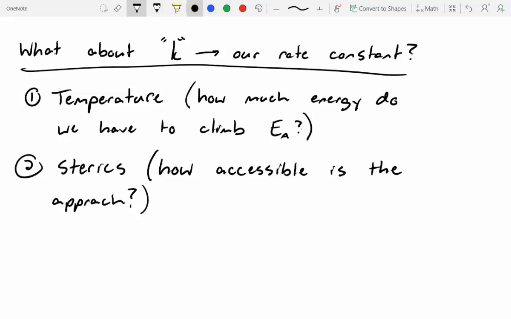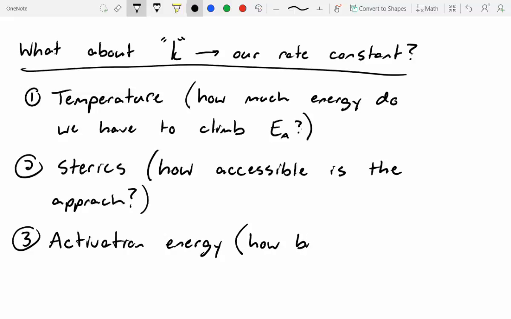All right, so we've talked about climbing the hill, how much energy we have, how approachable our route is up that hill. What's something else that matters in a very, very direct way? Yeah, exactly. How big is the hill that you have to overcome? So the third thing we want to look at is activation energy. So how big is the hill? So these are the 3 main things that affect that rate constant k. You have to consider all of these when you're looking at them.